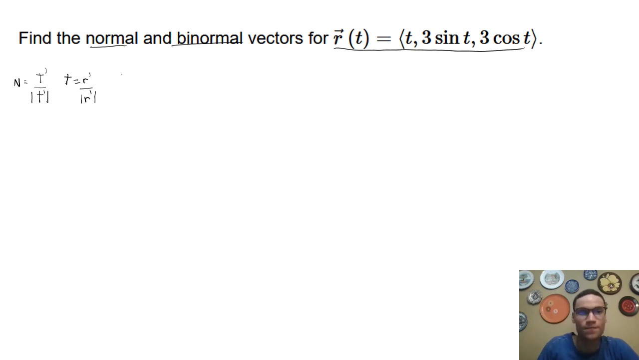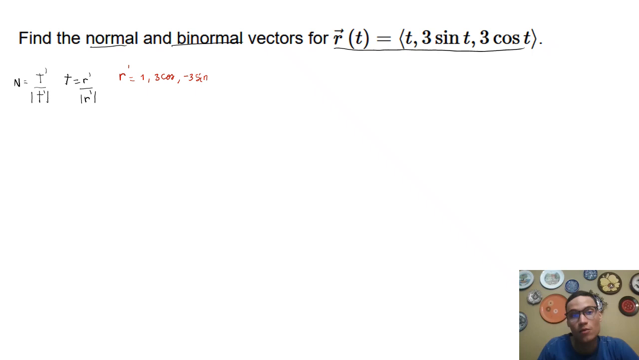Let's grab red. The first derivative: we need to derive all the components of the vectorial function. So this will be equal to 1. This will be 3 cosine of t. I won't write the argument of the trigonometric function to not waste space. And we got here minus 3 times sine of t.